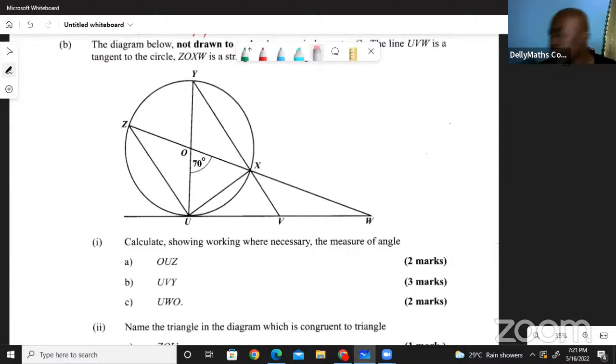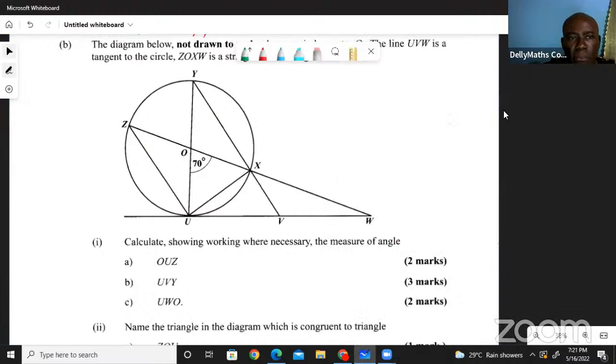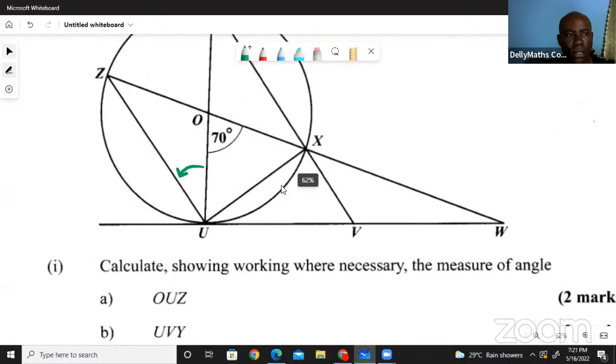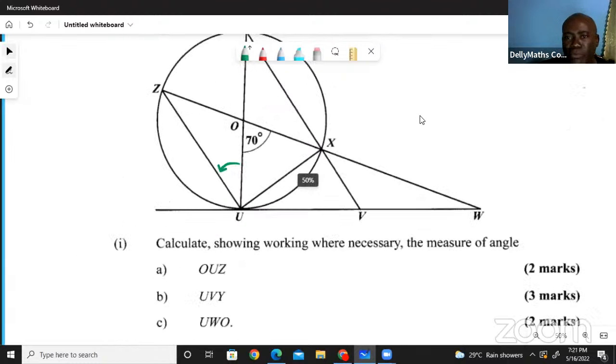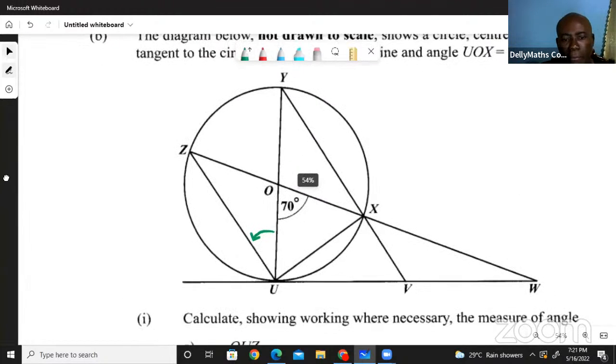The first one I'm going to look at says: calculate, showing working where necessary, the measure of angle OUZ. Let's mark that angle. Normally you have to mark the angle first, right? I'm going to mark it OUZ. Right here, they want that angle. If I blow this up so you could have a better visual, OUZ is right there.